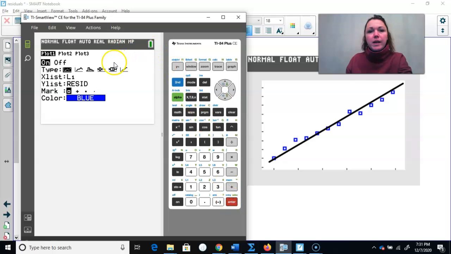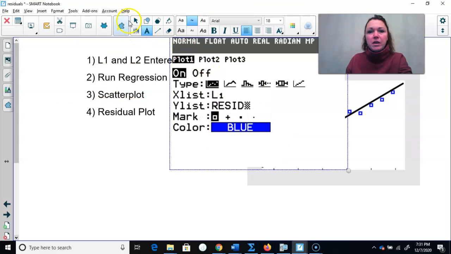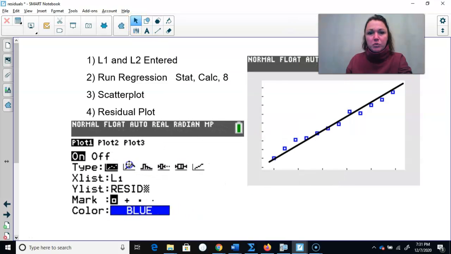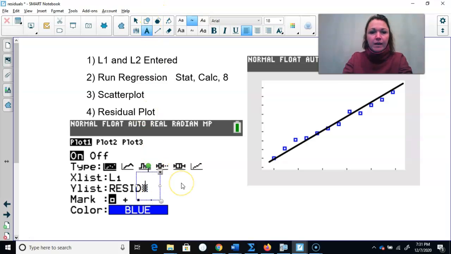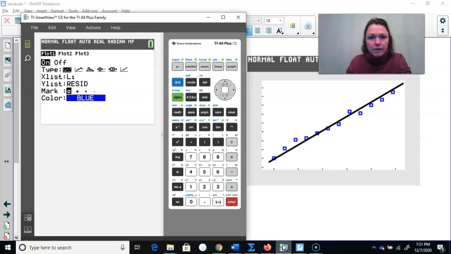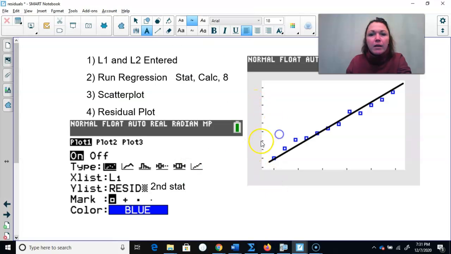Okay. So what did I just do there? I changed my Y list here for the residual plot. I changed it to resid. How did I get there? To get to that resid again, okay, right? So I know how to get to the plot 1. We've already done that, okay? But I need to change that to resid, and how I do that again is we hit second, stat, and then you just scroll down to resid.